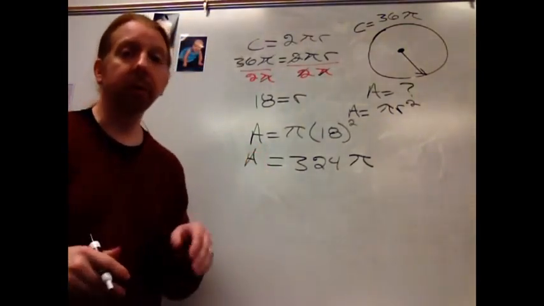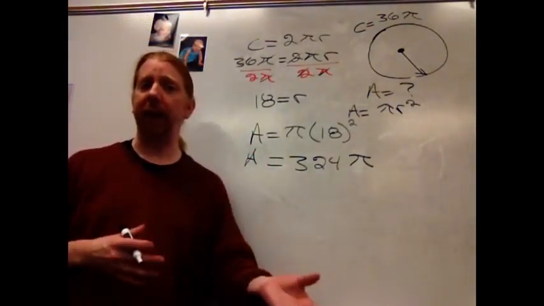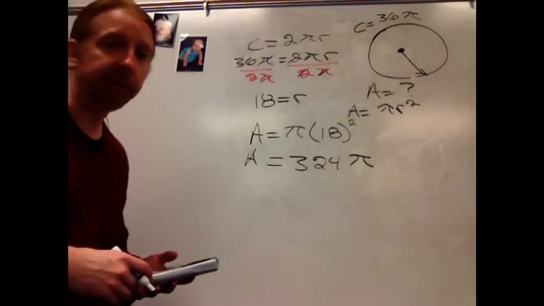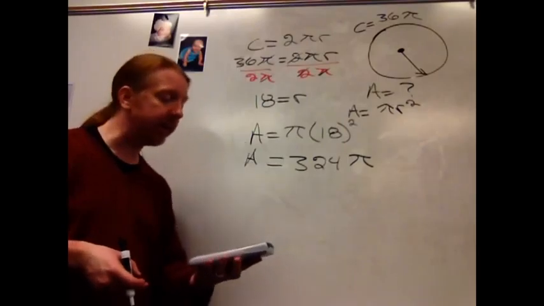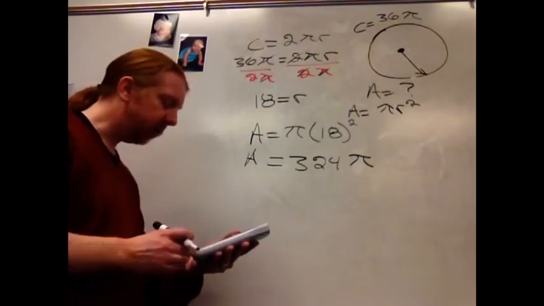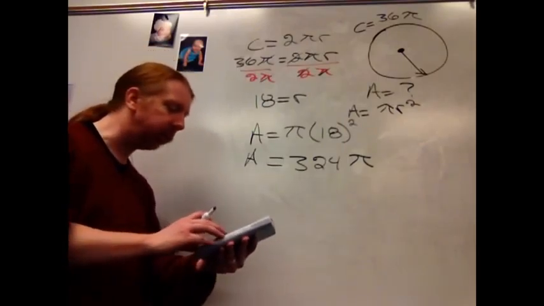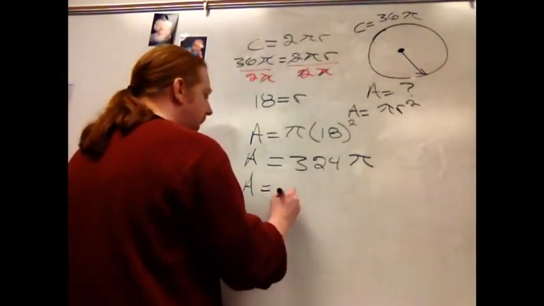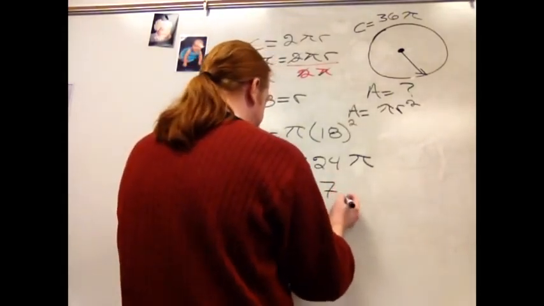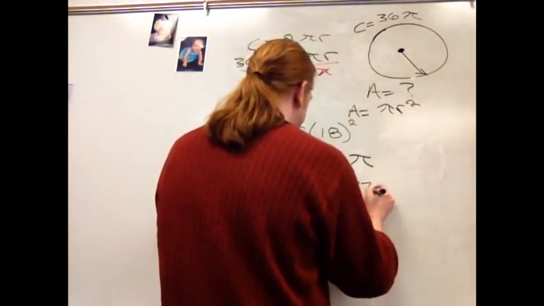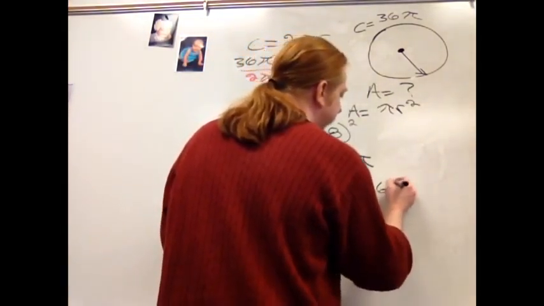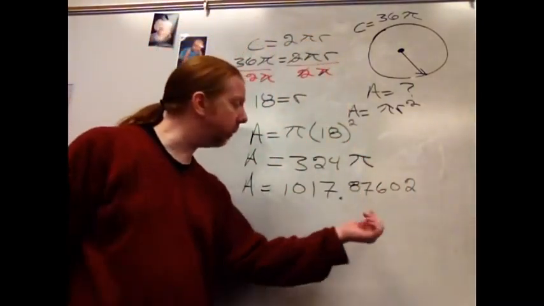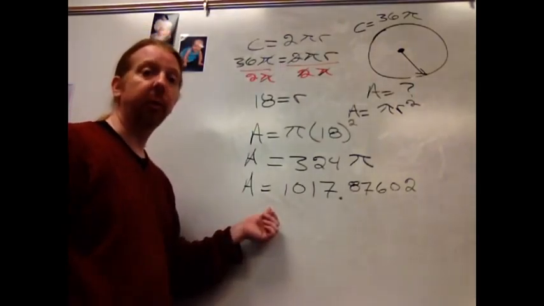If the problem were to call for me to round to a certain value, then I would go ahead and multiply that by 3.14 or use the pi button on my calculator if it's provided. I have that here, so I'll use that. And that gets me an answer of 1017.87602. Now that's as much as I get because my calculator only shows me so many digits at once.